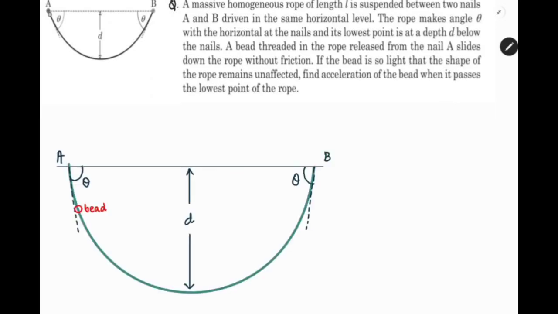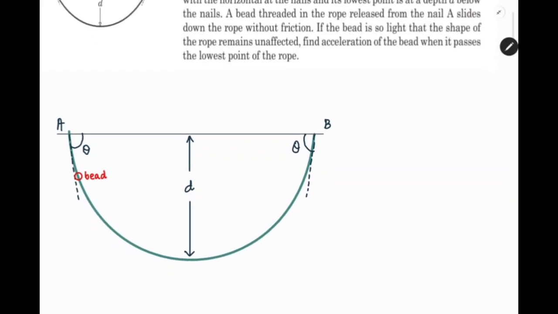So this is the scenario that is stated in the problem, and now as we start solving it, the first thing to note over here is that the rope is said to be massive and homogeneous in nature. So the word massive in itself is stating that the size of the rope is too big compared to the size of the bead. And then it is also said that the bead is so light that the shape of the rope remains unaffected. And then we have to calculate the acceleration of the bead as it passes the lowest point of the rope.